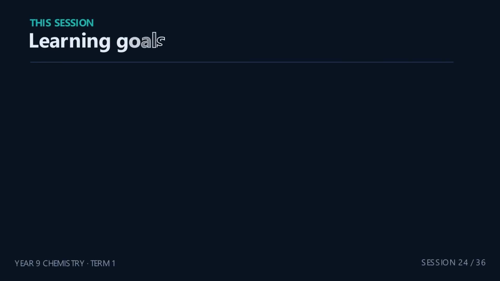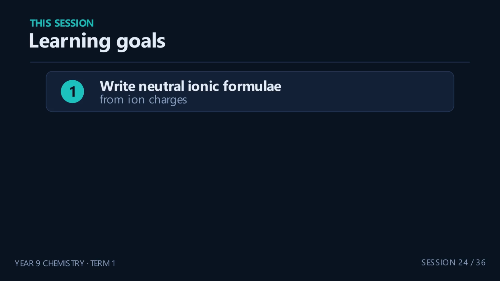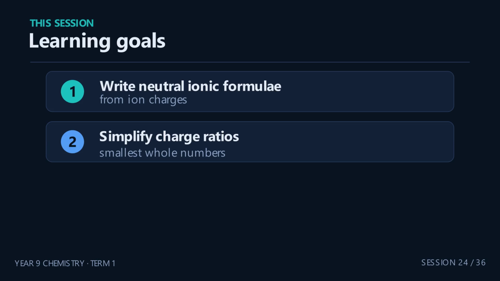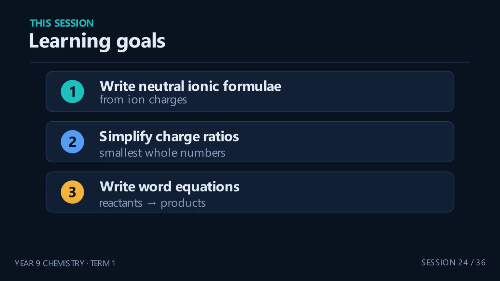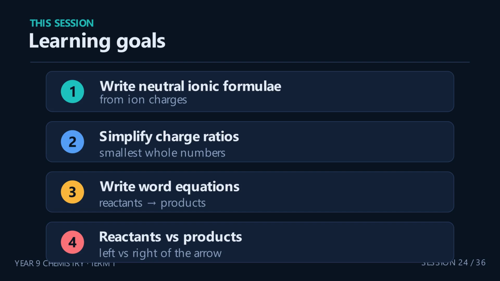Our 4 goals. First, use common ion charges to write neutral ionic formulae. Second, simplify charge ratios to the smallest whole numbers. Third, translate reaction descriptions into word equations. And fourth, tell reactants from products with confidence. Master these and half of chemistry writing becomes automatic.